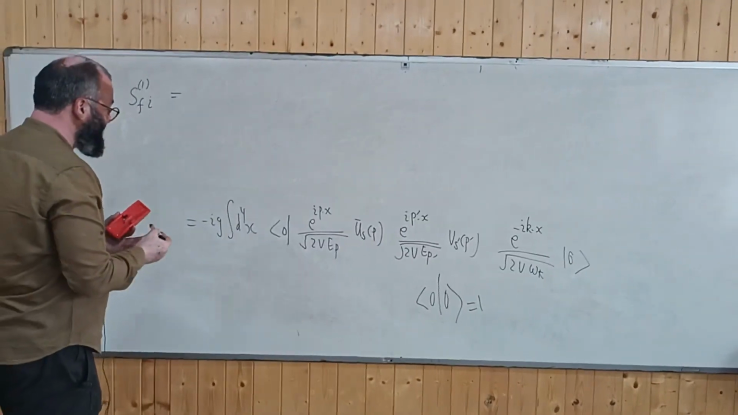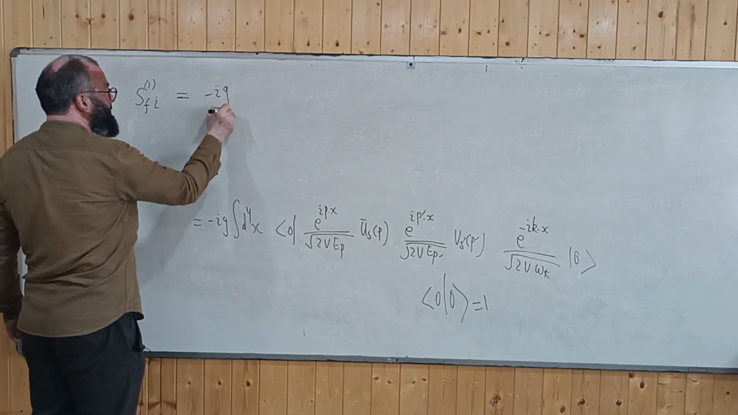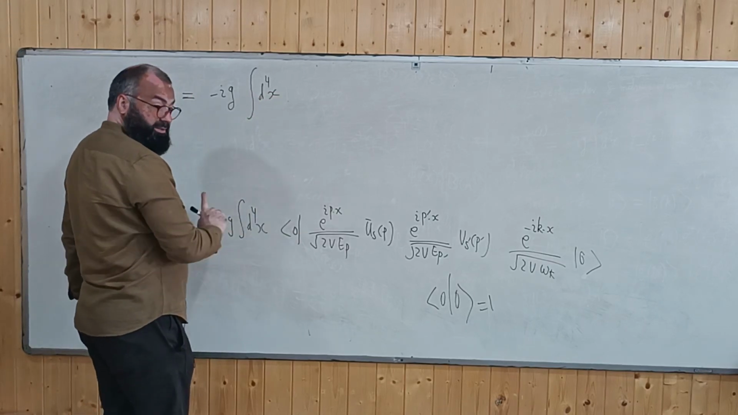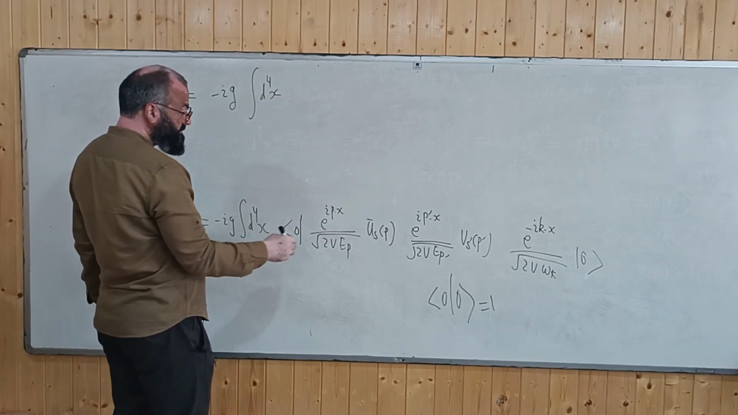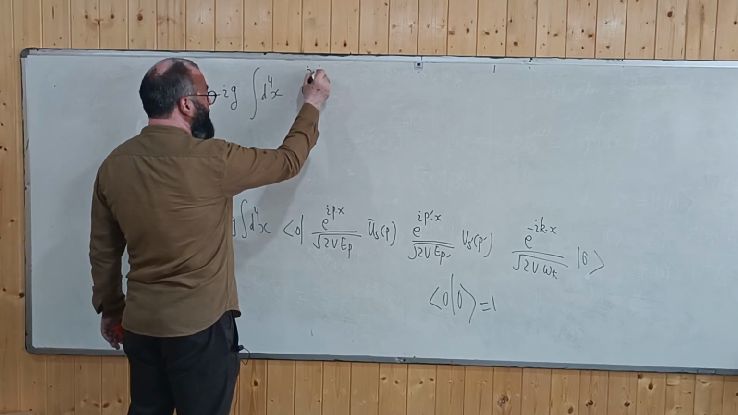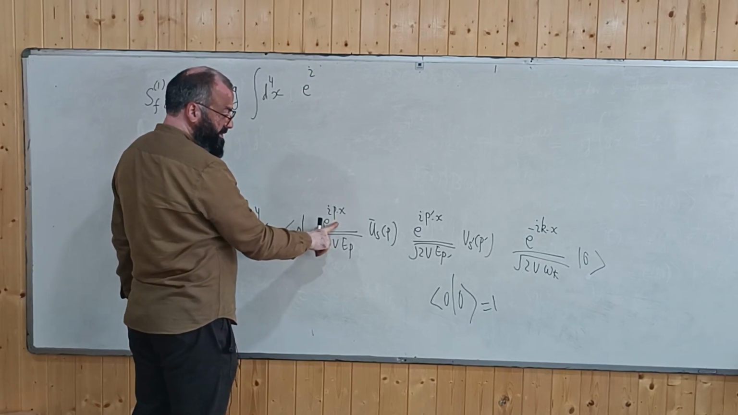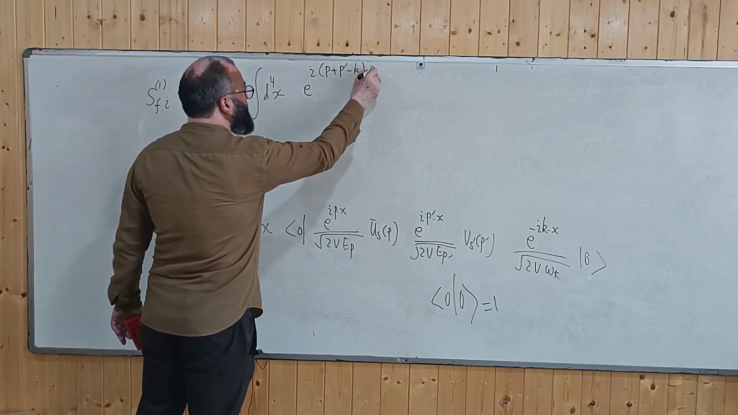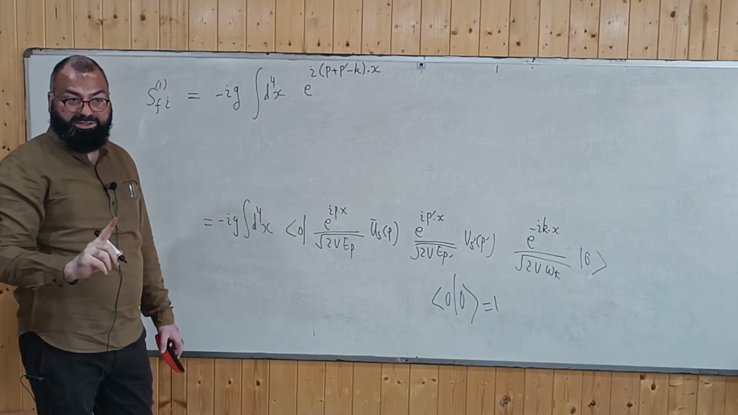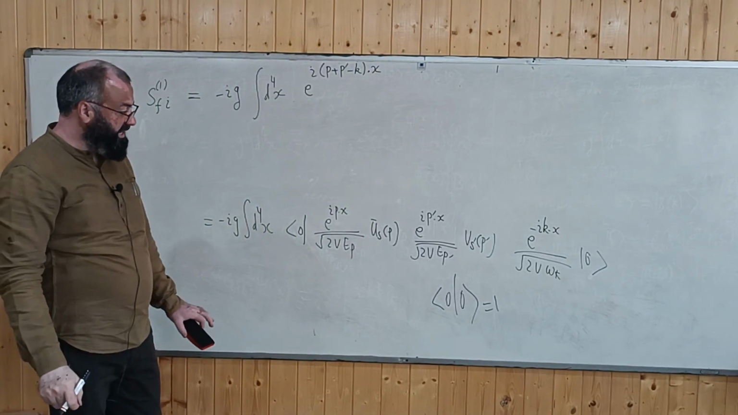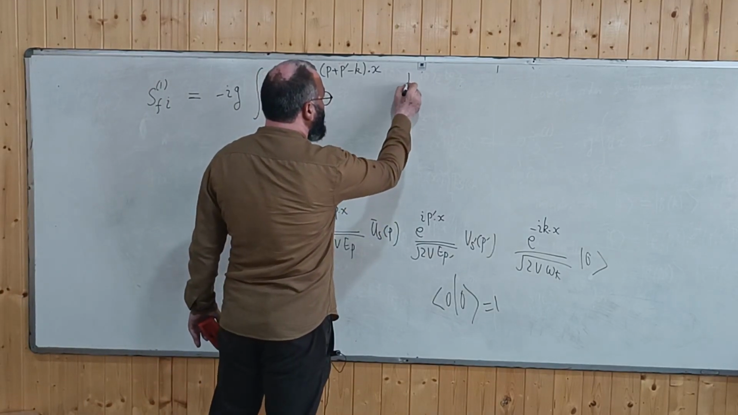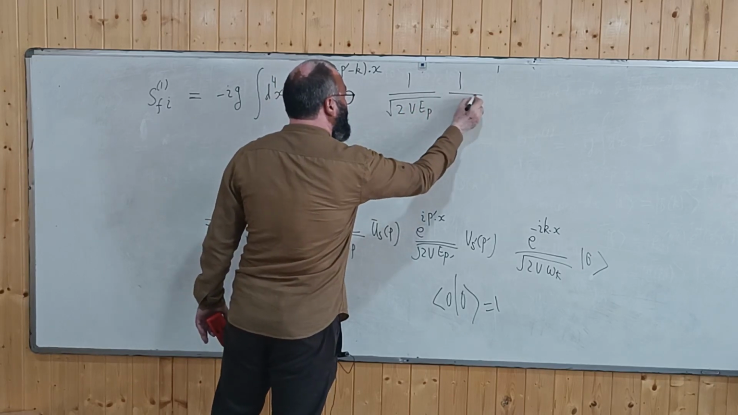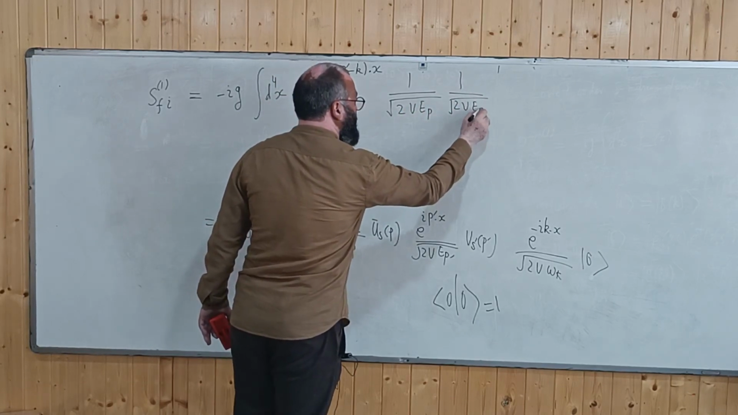Okay, so how can I write it? So now tell me, minus Ig, let me write it for you people, integral d4x. Just tell me. So e raised to i, let's pick up these exponentials, (p plus p prime minus k) dot x, because all are carrying the same position variable, the space-time variable. Then what you are having is 1 divided by root of twice V E_p. Just keep it in mind. So I will put them like this.